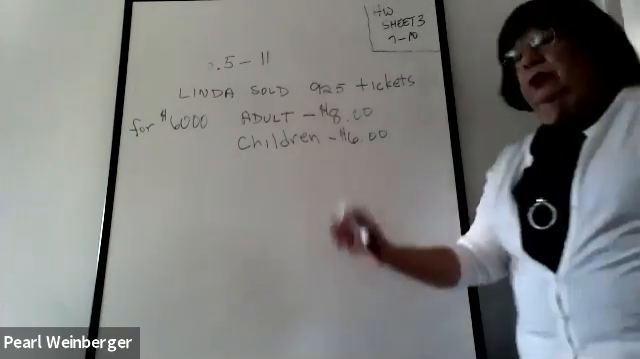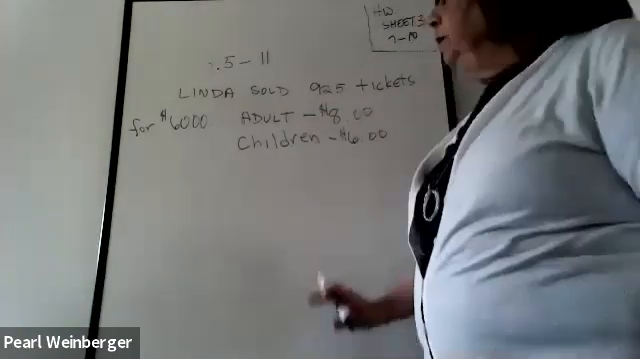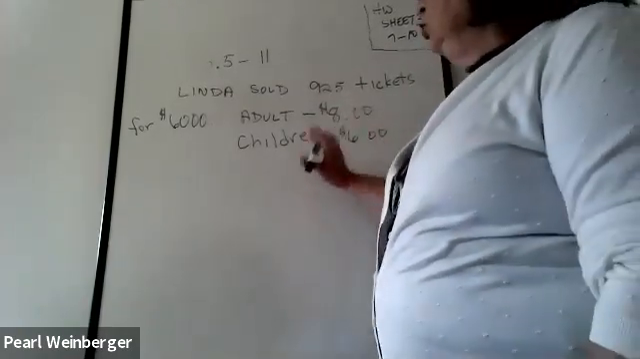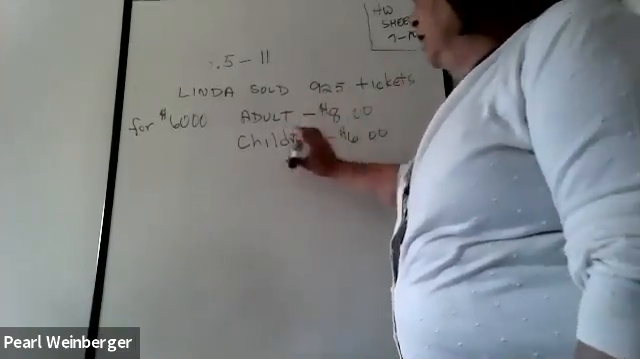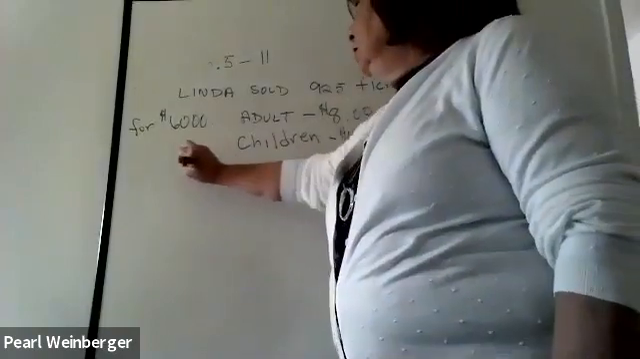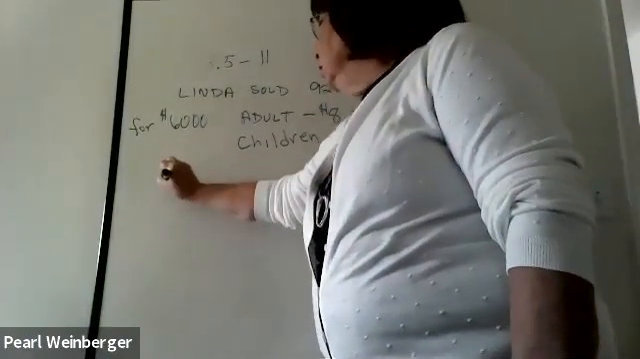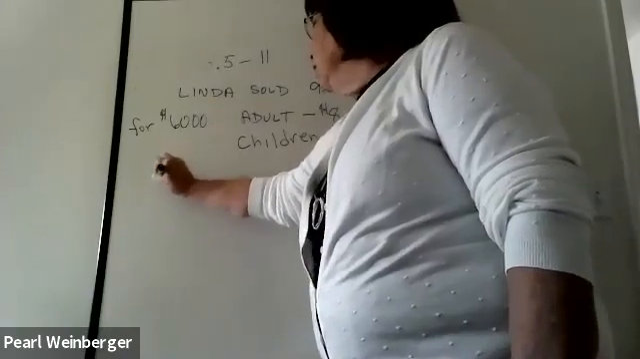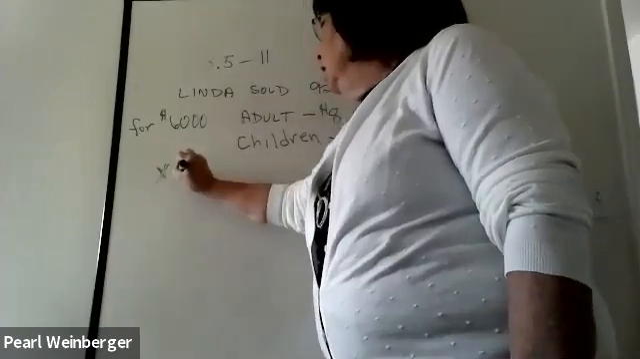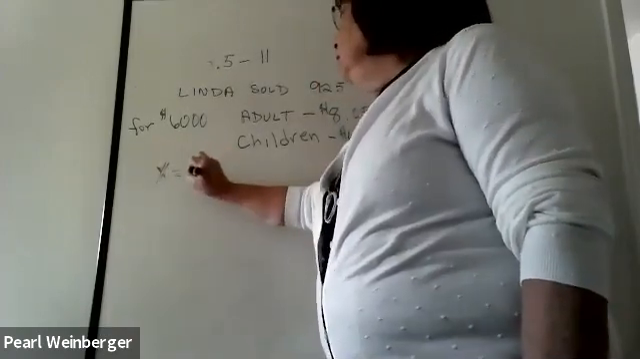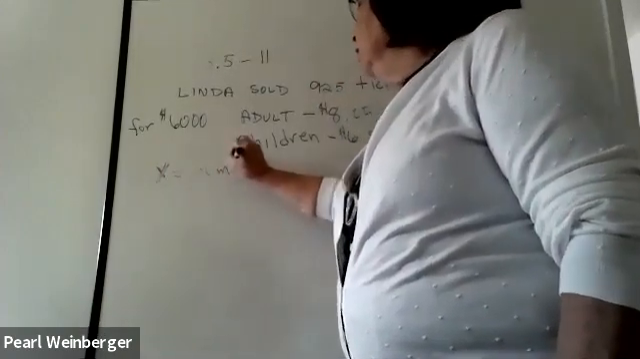Okay, so we're going to do one of these, and I'm going to get you to do one on your own. Again, we have 2 types of items. We're going to write our legend. We have adult tickets. Let's call X the number of adult tickets that were sold.